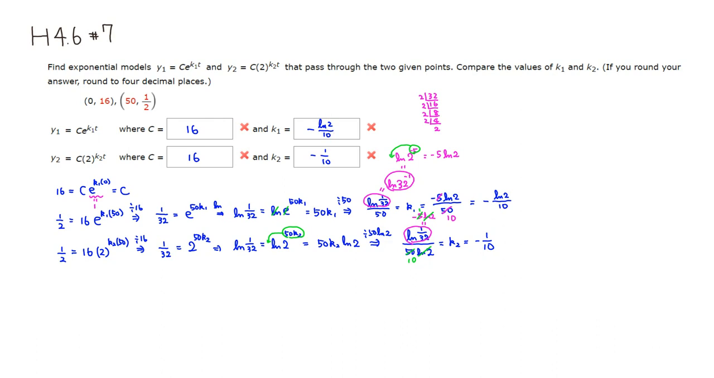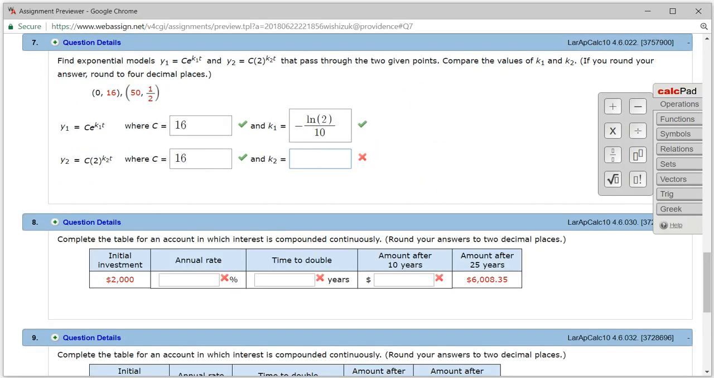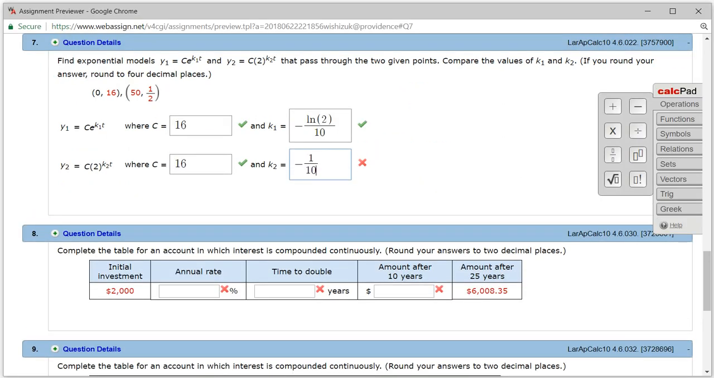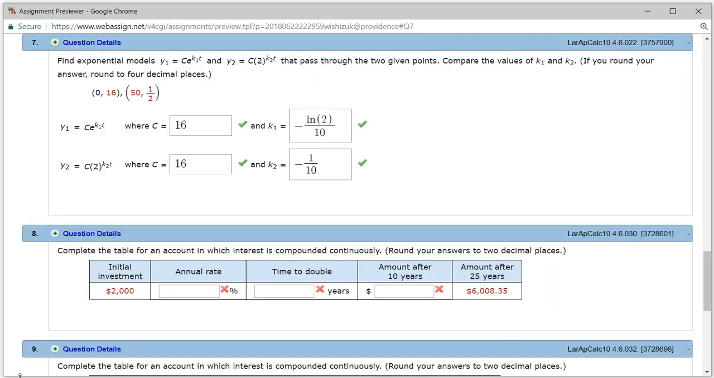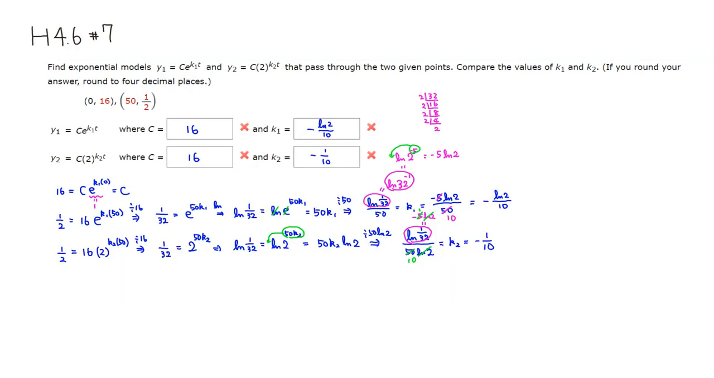Let's type it in. We get negative 1/10. Let's check the answer. Submit for testing. It came back and looks like we got this one correct. All right, that's it. I hope that this was clear.